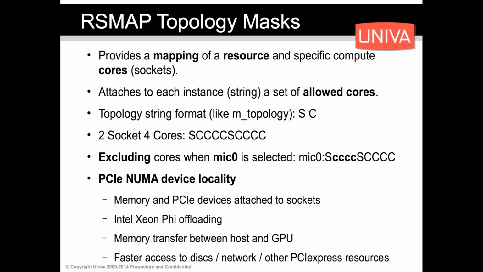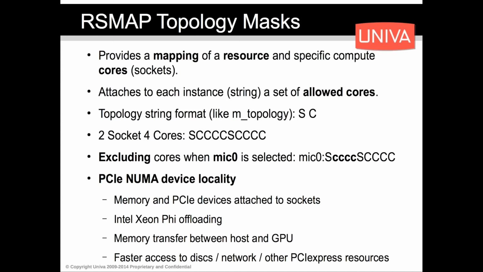Such a topology string contains several characters. An S, which denotes a socket, a C, which denotes a core, and a T, which denotes a thread in case of Intel hyperthreading. Here in this example, the string SCC, CC, SCC, CC denotes a system with 2 sockets and 4 cores.